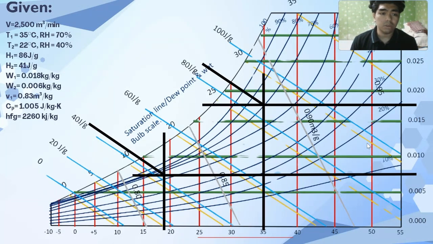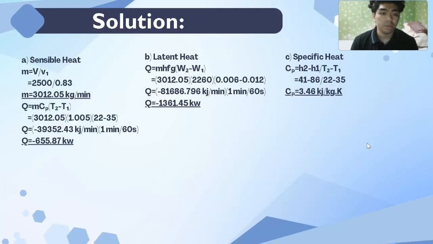V1 is equal to 0.83. CP is equal to 1.005. HFG is equal to 2260. Solution.